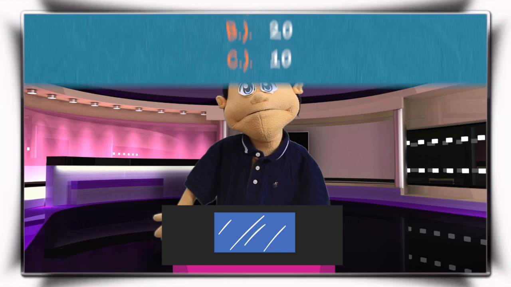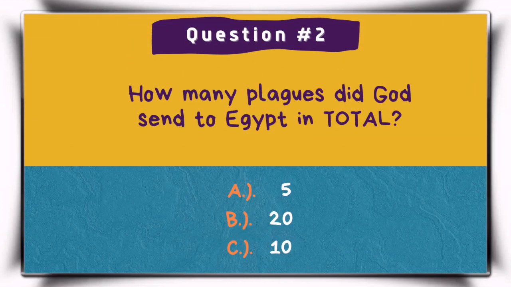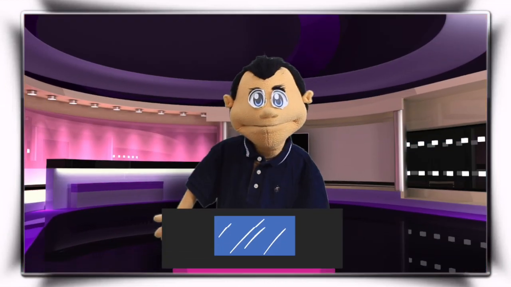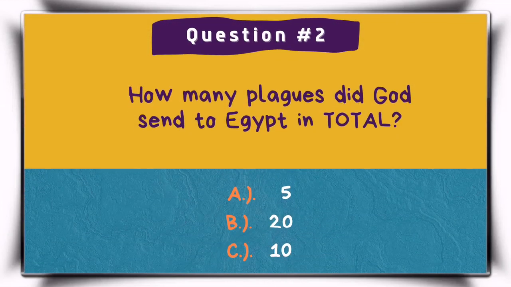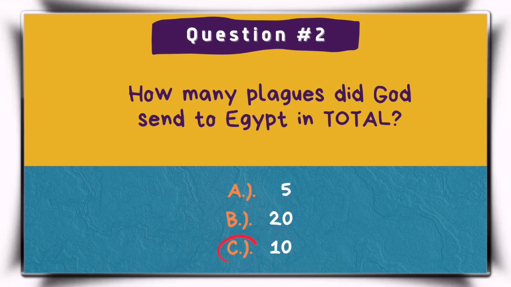Question number 2. How many plagues did God send to Egypt in total? A. 5, B. 20, or C. 10? The answer is God sent 10 plagues in total.